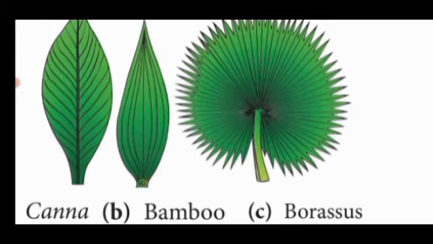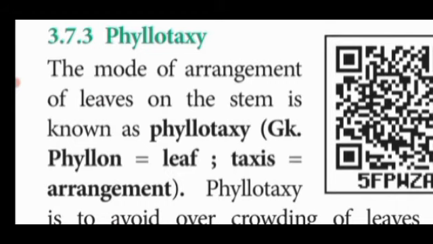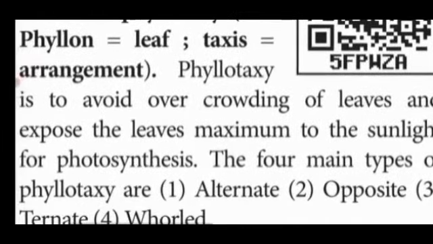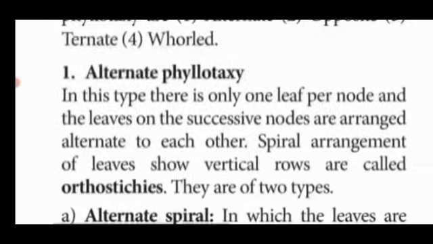The next is phyllotaxy. The mode of arrangement of leaves on the stem is known as phyllotaxy. Phyllo means leaf, taxis means arrangement. In order to avoid overcrowding and to expose all the leaves to sunlight to get the maximum sunlight for photosynthesis, the plants arrange the leaves in such a manner. There are four types of phyllotaxy: alternate, opposite, ternate and whorled.